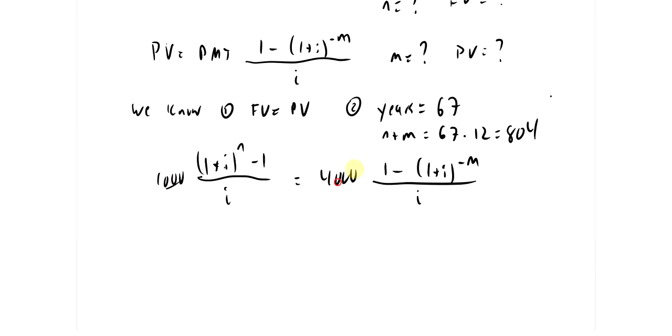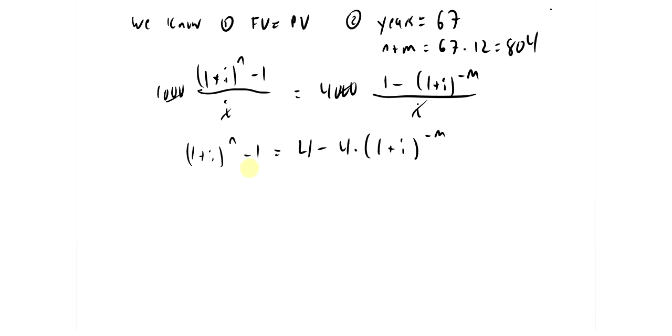We can cancel out the thousands. We can cancel out the I in the bottom. And we've got 1 plus I to the n minus 1 equals 4 minus 4 times 1 plus I to the minus m. Great. So if I add a 1 to both sides and move this term over to the other side, 1 plus I to the n plus 4 times 1 plus I to the minus m equals 5.